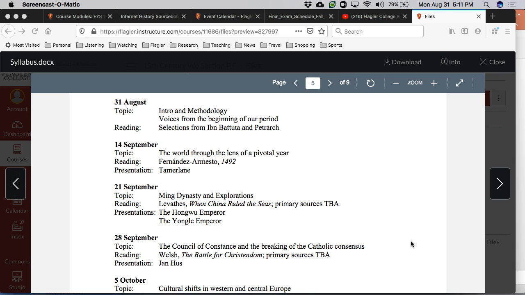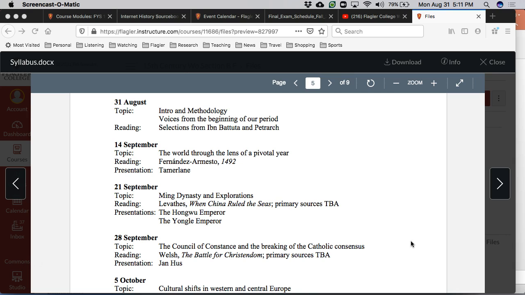I am trying to obtain a 2-volume set of main sources in translation. I'm trying to get my hands on that to give you some primary sources, but again, these would be extra readings that wouldn't necessarily be required, but we will be giving some of them in class. Then we're going to really shift gears.